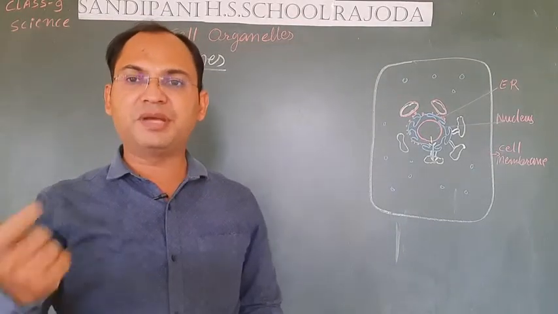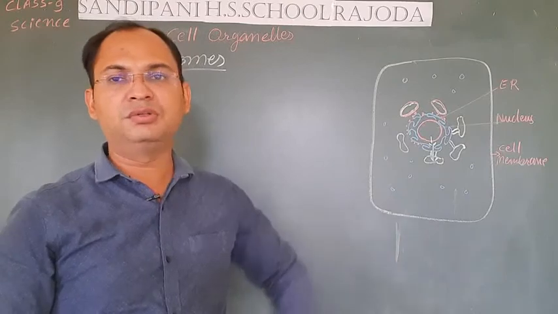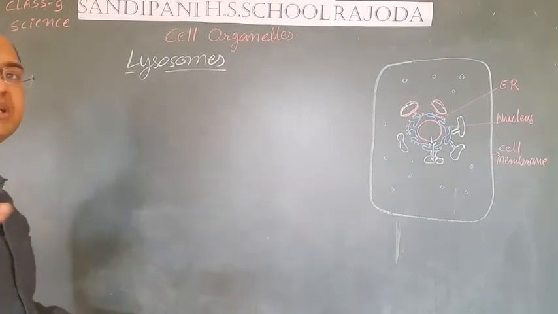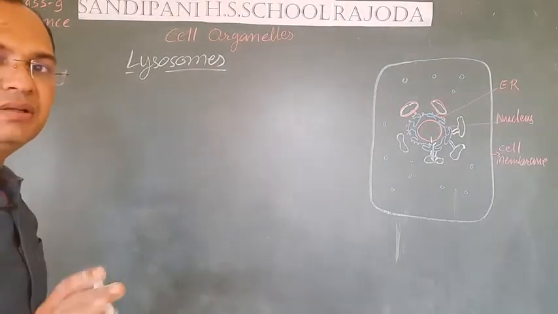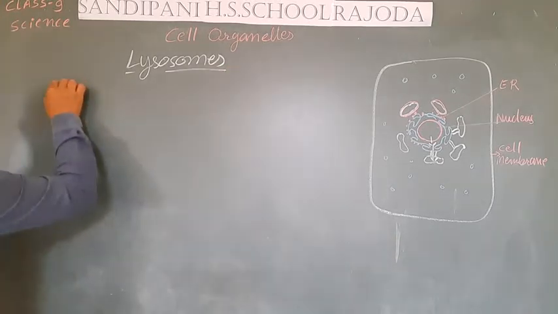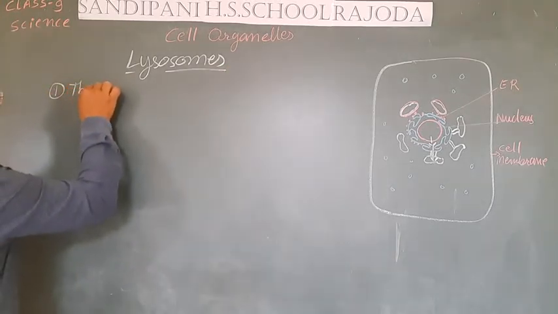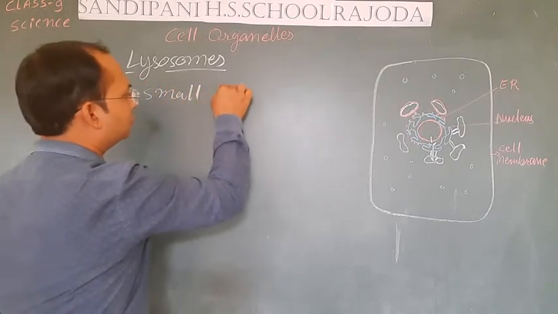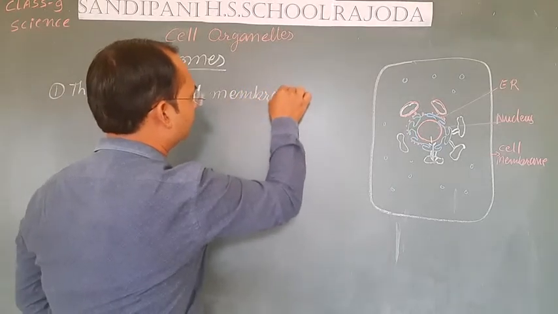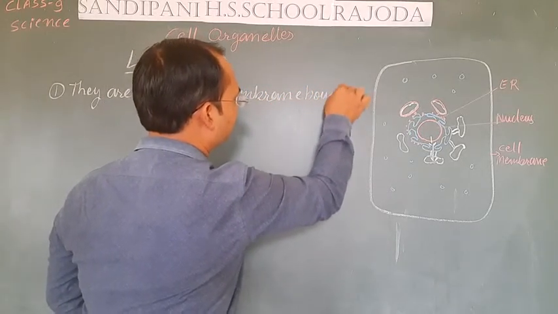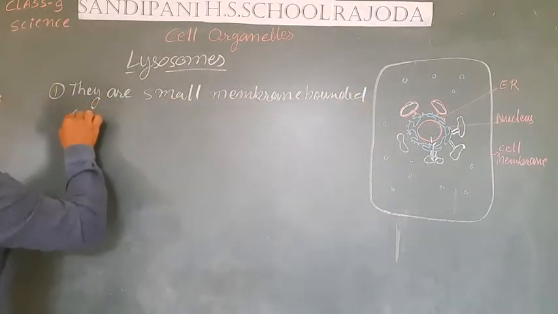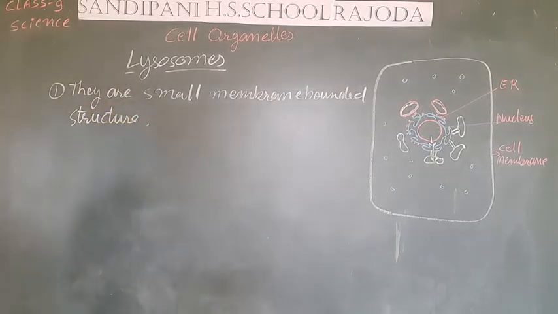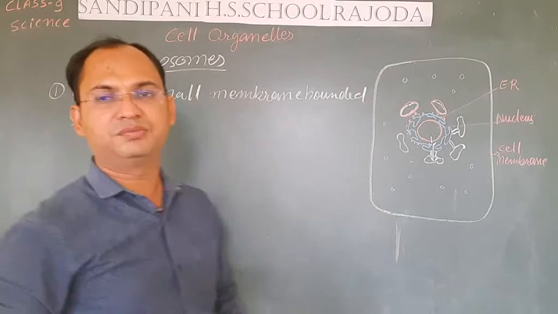They are the smallest membrane bounded structures. The lysosomes are also bounded by some membranes. So one most important property of the lysosome is that they are membrane bounded structures. First, they are small membrane bounded structures, and they are scattered here and there in the cytoplasm of the cell.